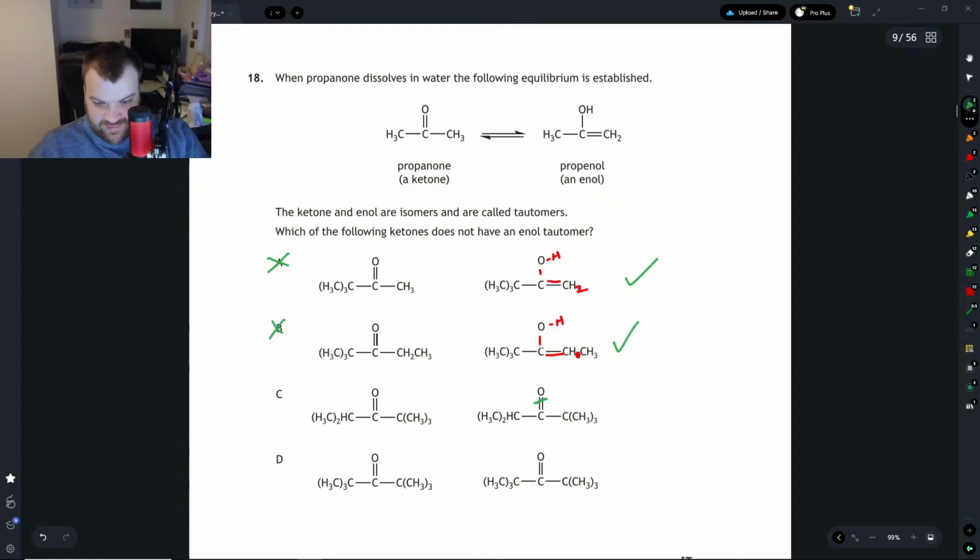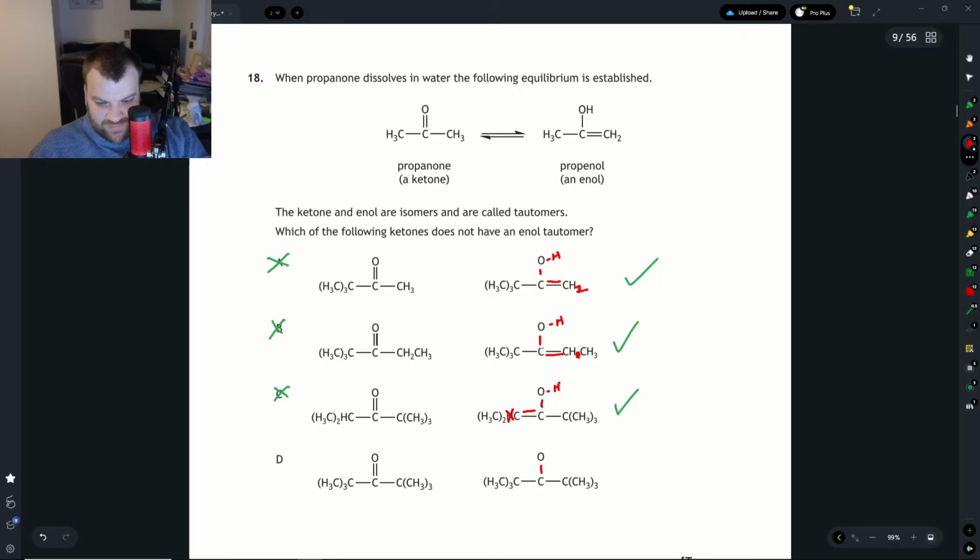Next one, we want to get rid of the C double bond O. This time round, we'd need to put the double bond on the left hand side. If I put it over here, there's no hydrogen to be lost on the right, but there is one over here. Then this would now just be a C instead of CH, so that one will work. If we look at D, there are no hydrogens attached to the carbons either side of the carbonyl group, the C double bond O.